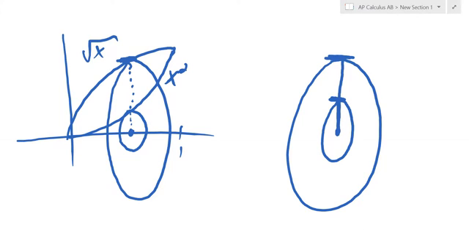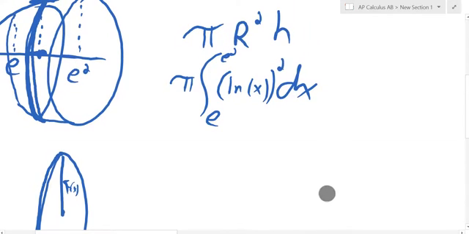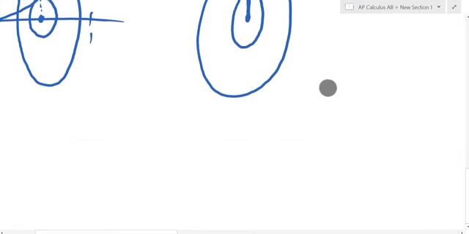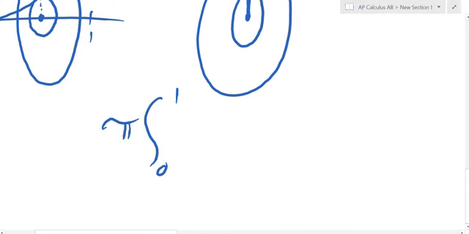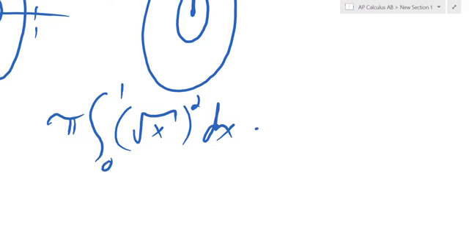So to find the volume of the big curve, we're going to do exactly what I did up there with the ln function. It's just pi times the integral of root x squared times dx. That finds the volume of the whole solid. But then we've got to subtract off the hole in the center.